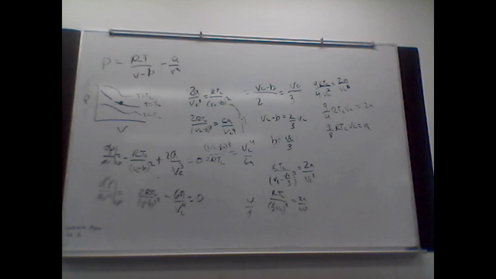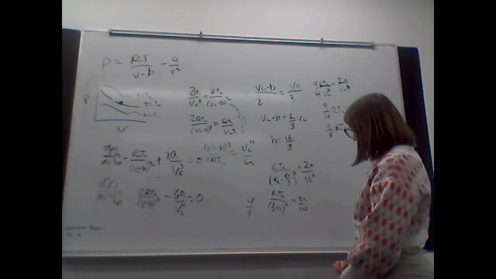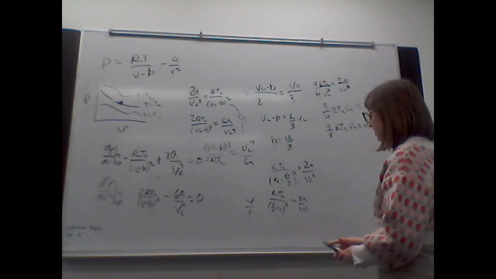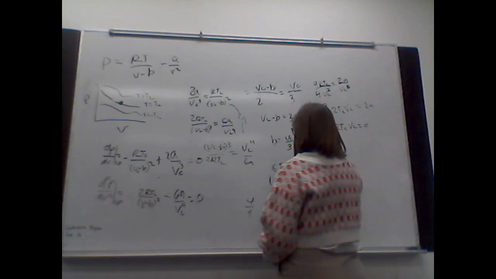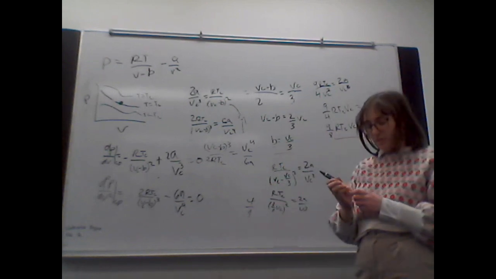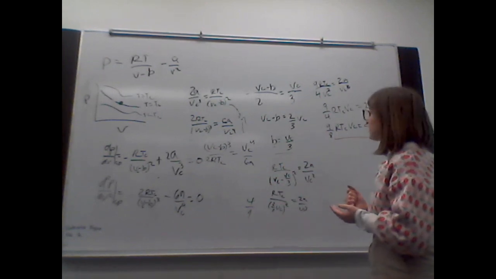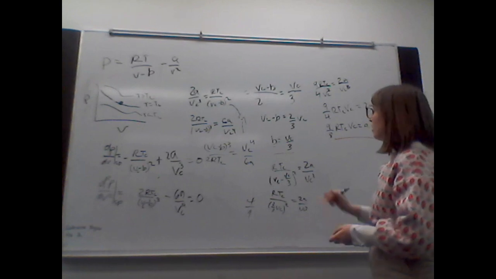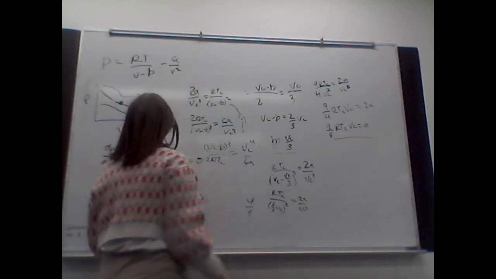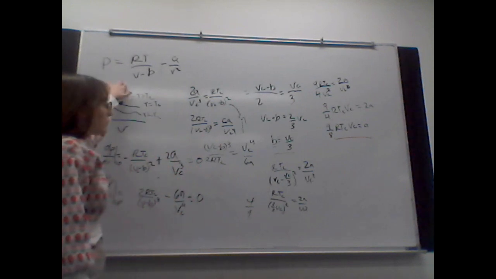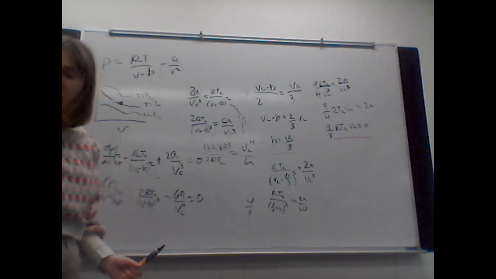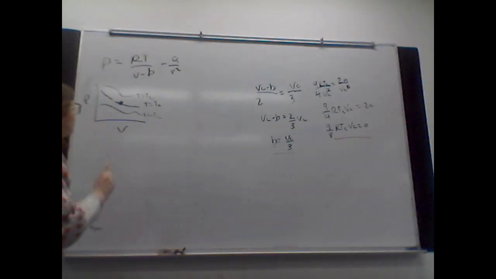Let me just check this real quick. Okay, cool. So we have our A, and we have our B here and our A here. What we want to do is put these back into here so we don't have A and B anymore. So we put these back in our van der Waals equation of state. Let's erase some of this and put it back in here.